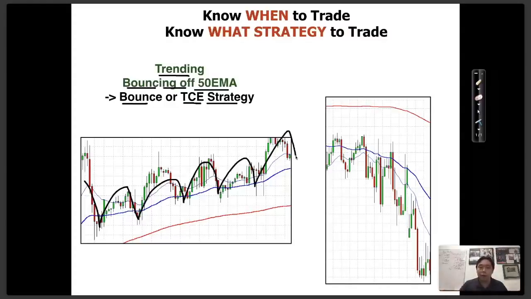Now again, does this happen all the time? No, it only happens maybe 10% of the time in the market. So these are the times when you want to trade using the bounce or TC, when the currency pair is showing this kind of price action, right?